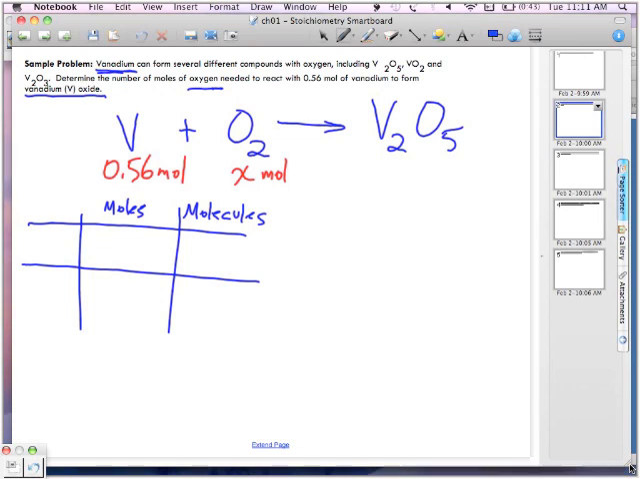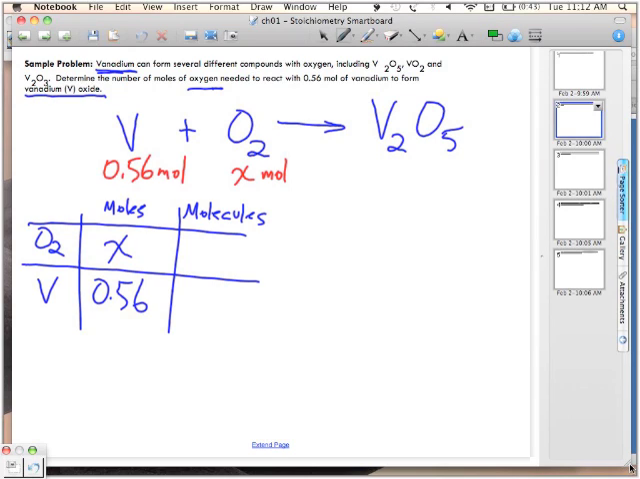Which one are we putting first? Oxygen, right? Because it's the one that we're trying to find. And then we put vanadium. We don't know the number of moles of oxygen, so that's our X. The moles of vanadium is 0.56. How many molecules? This is where we balance. So now we're going to balance the following equation. Take a second and balance this equation.